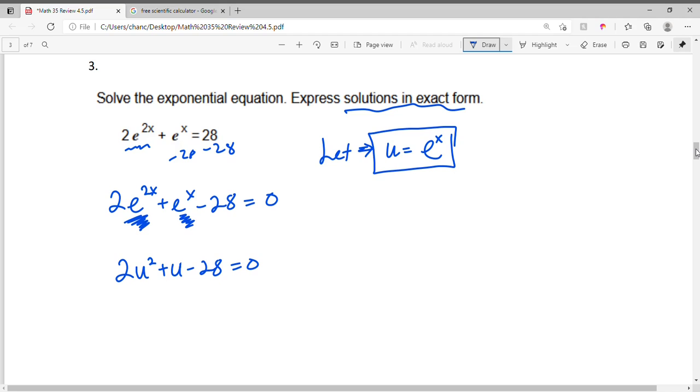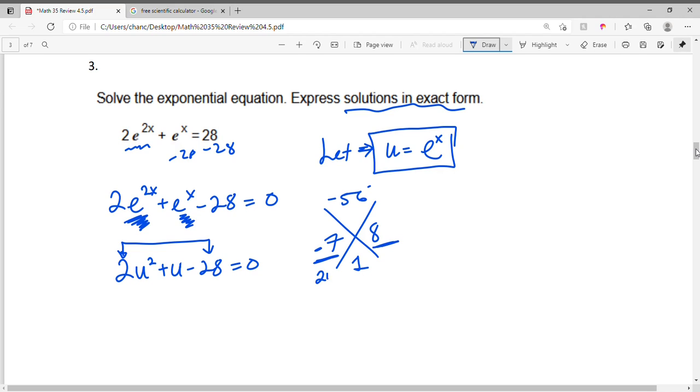Now this is something I know how to factor. We're going to use the AC method. Multiply 2 times negative 28. That's negative 56 on the top and a 1 on the bottom. We know 7 times 8 is 56, but in order for this to be negative, we need a negative 7, and this does add up to a 1. We'll use the bottoms up technique here.